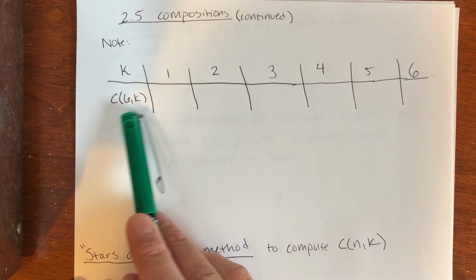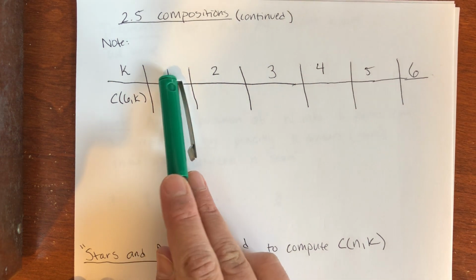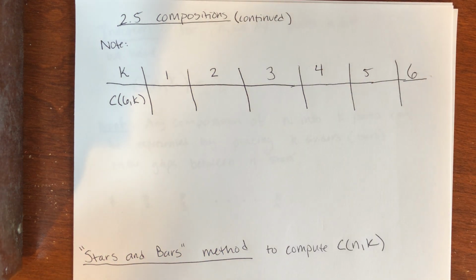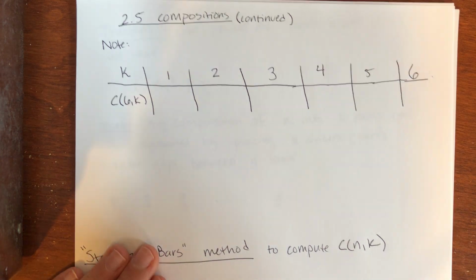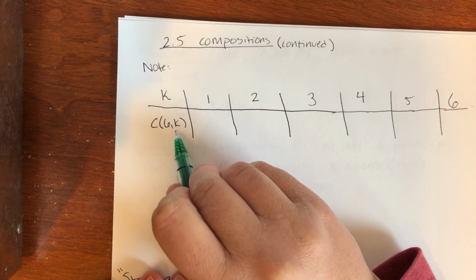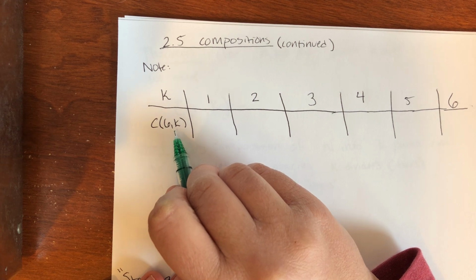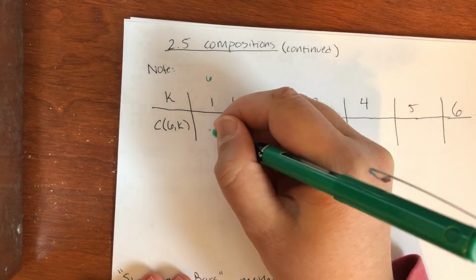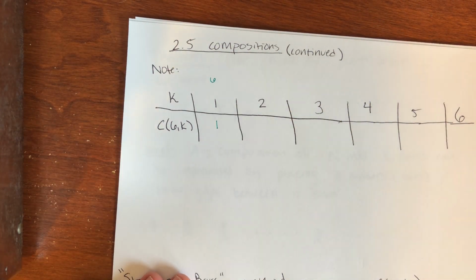Right, so we're trying to list out all the different compositions of 6 into 1 part, or 2 parts, or 3 parts, or 4 parts, etc. Okay, now this starts off pretty easy. The number of compositions of 6 into 1 part: if you're going to have a sum of numbers that add up to 6 and it only has 1 part, there's only one composition, and that's just the number 6. So there's just one single composition there.